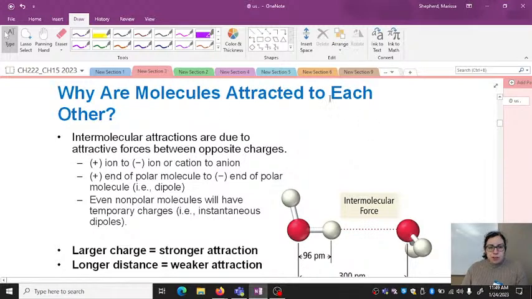So we answered why molecules are attracted to each other. We said it's basic attractive forces between opposite charges. We've seen the extremes of a cation with an anion to make our ionic solids. Now we're going to see polar molecules, how they have a permanent dipole, and how they will be attracted to each other.